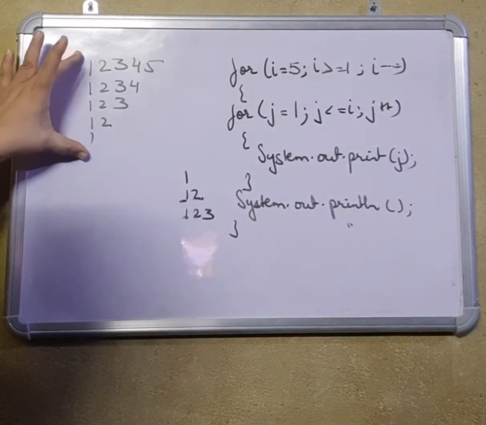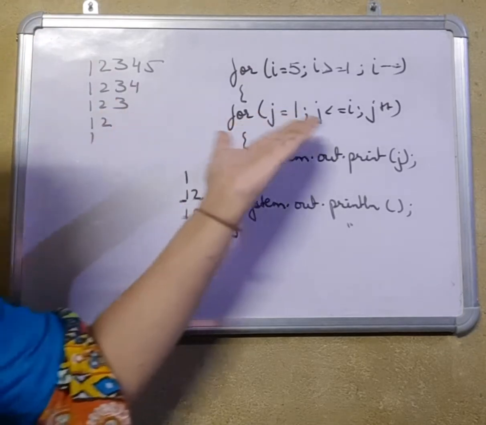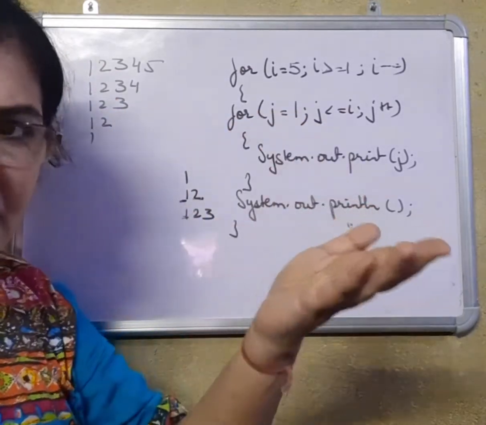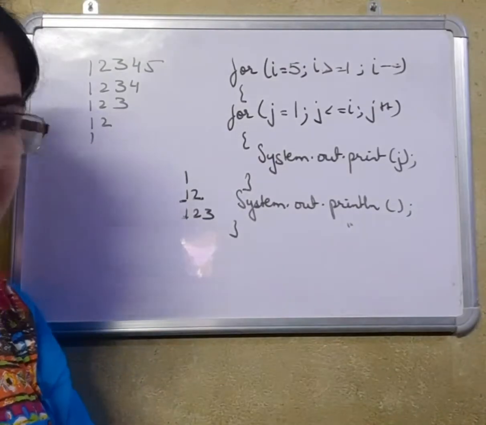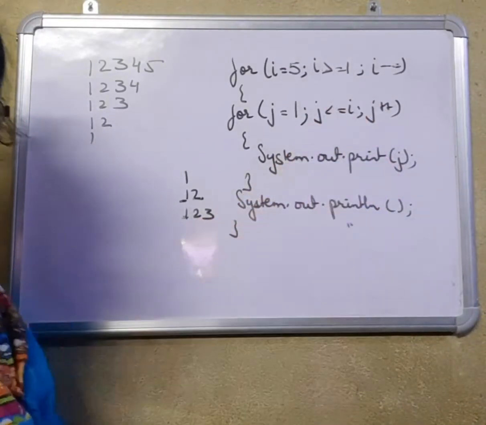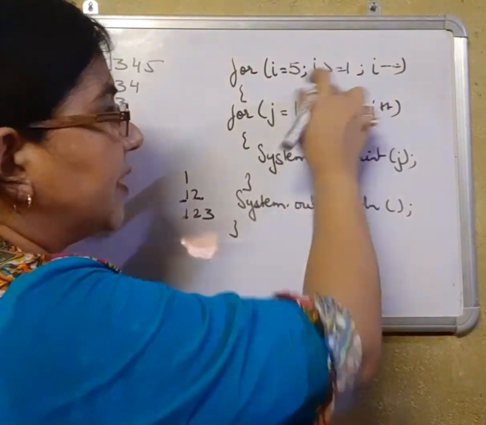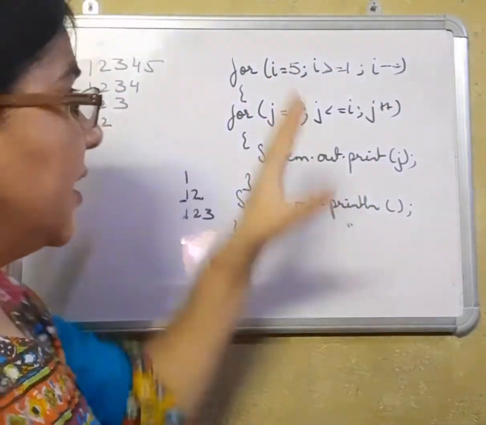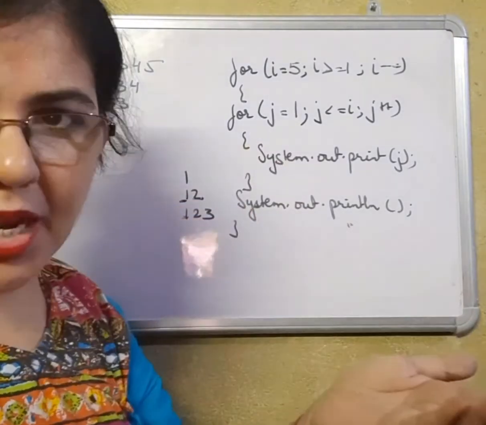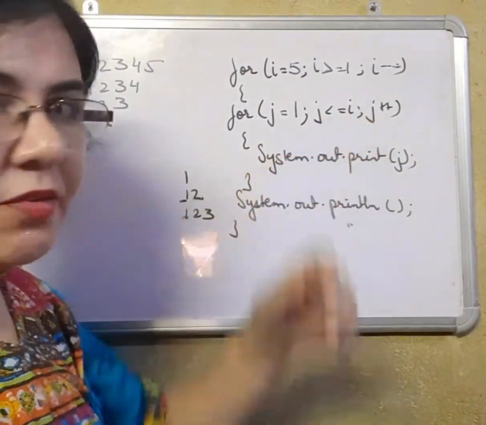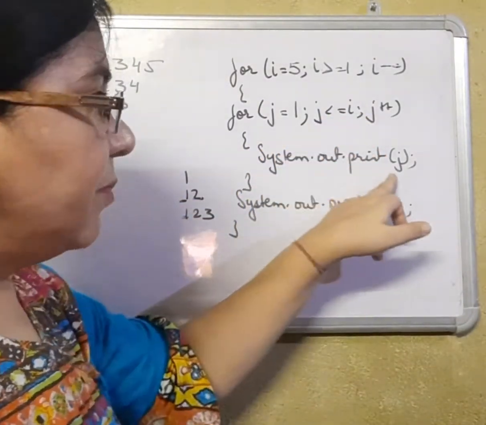What about J? J will start with 1, but it will always depend on I. And I is still greater than J, so J less than equal to I. And how will it print? I is 5, 5 is greater than equal to 1. Yes, it will come inside. J will start with 1, 1 is less than equal to 5. Yes.